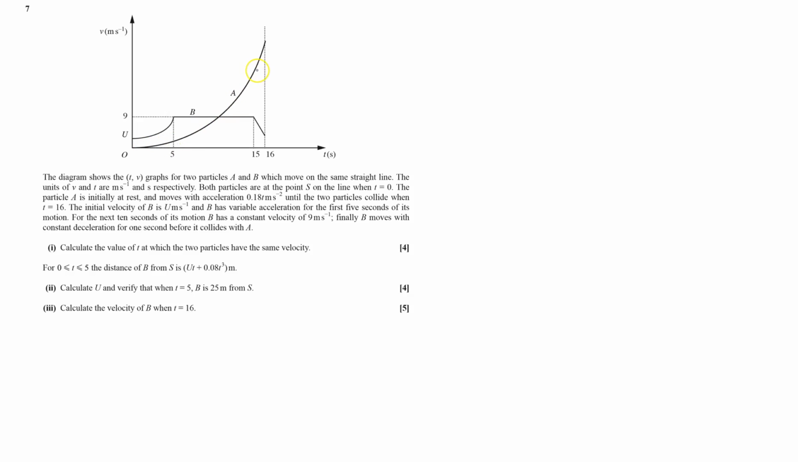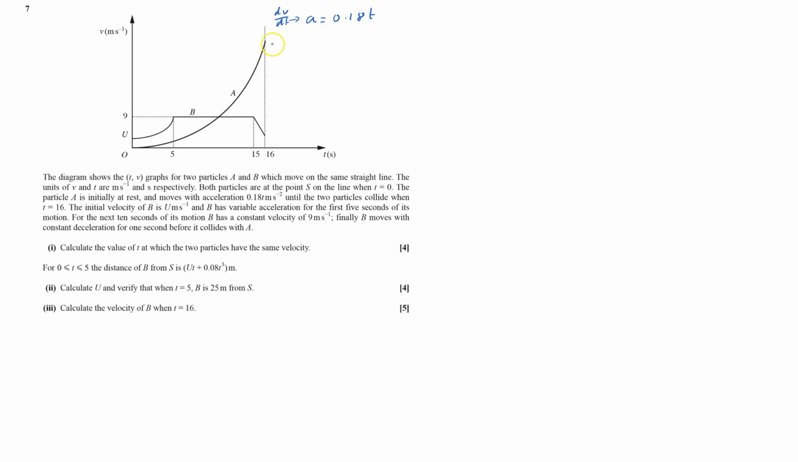So the acceleration of A equals 0.18t. And a, we must know, is dv by dt. That is the gradient function of the velocity-time graph, which is what we got here. Okay, and it says other bits.